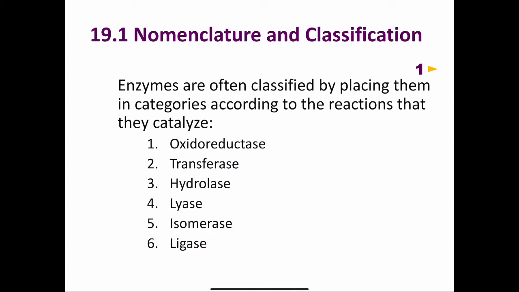Section 19.1, Nomenclature and Classification of Enzymes. Enzymes are often classified by placing them in categories according to the reactions that they catalyze. So we're going to look at examples of these 6 types of enzymes and the reactions that they catalyze.